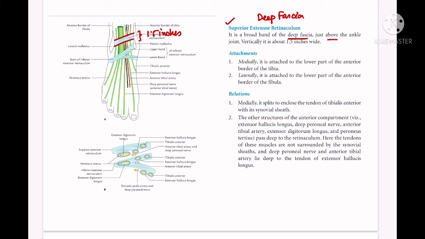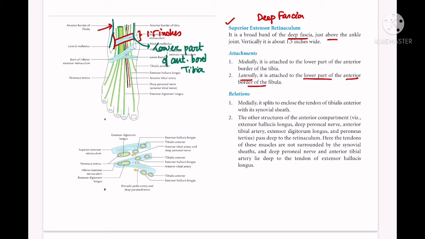Medially, it is attached to the lower part of the anterior border of tibia. This is the anterior border of tibia, and in the lower part of the anterior border, medially it is attached. Whereas laterally, the anterior border of the fibula splits to enclose a triangular area. On the anterior margin of the triangular area is the attachment of the superior extensor retinaculum. So laterally, it is attached to the lower part of the anterior border of fibula.